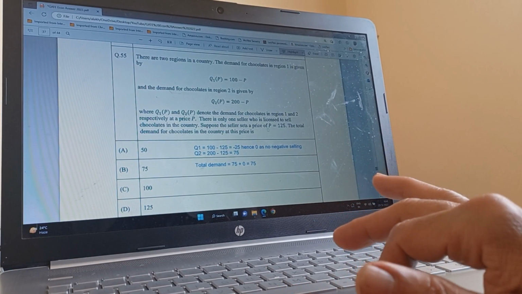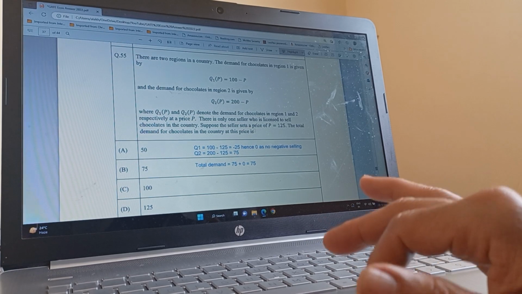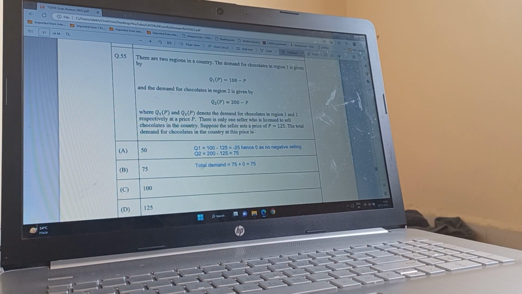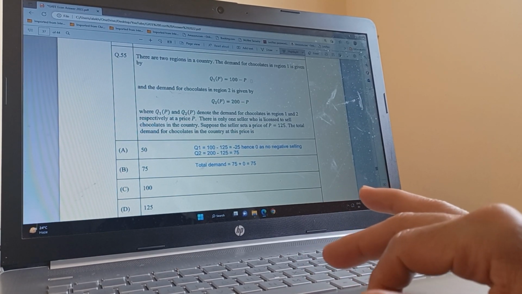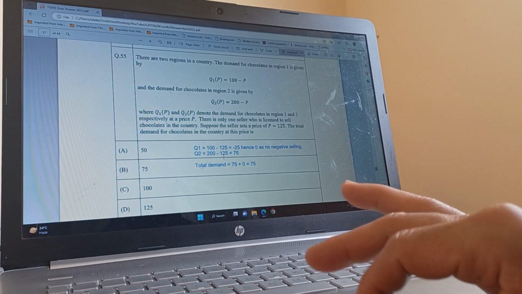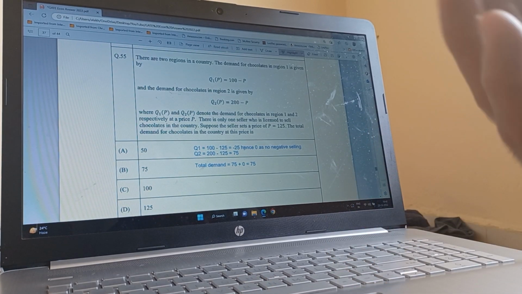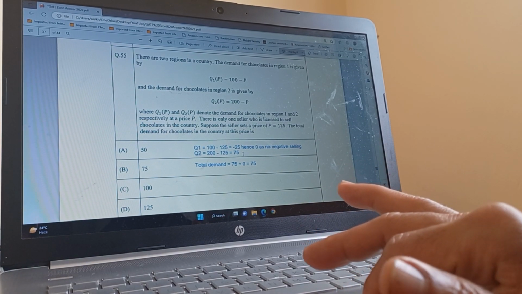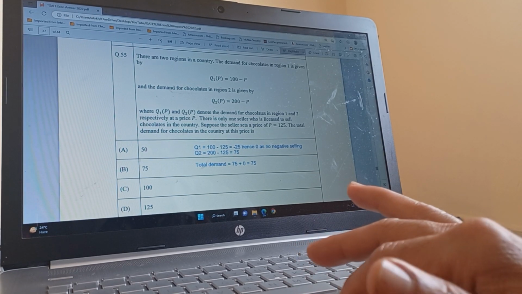Suppose the seller sets a price of P equal to 125. The total demand for chocolates in the country at this point is, since P is equal to 125, we have to find out how P works in both the markets. So Q1 is equal to 100 minus 125, which is equal to minus 25. Since P is much higher, he won't sell anything in market 1. And in market 2, Q2 is 200 minus 125, which is equal to 75. So total demand is 75 plus 0, which is 75. So B is the correct answer.